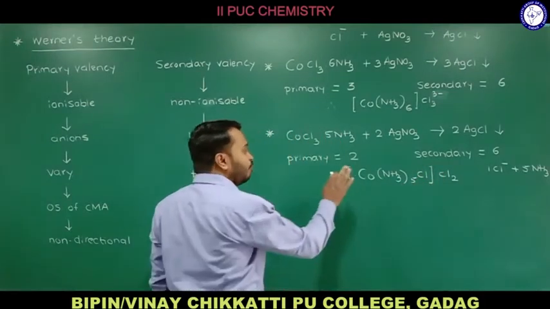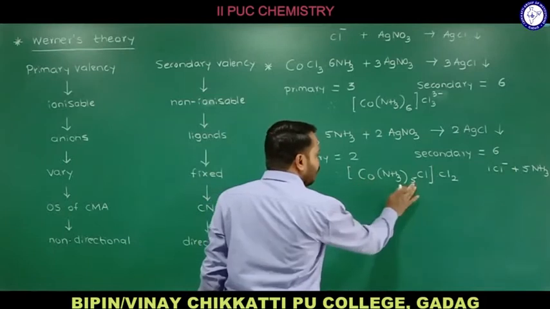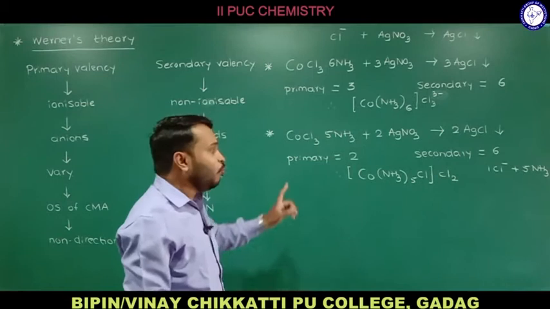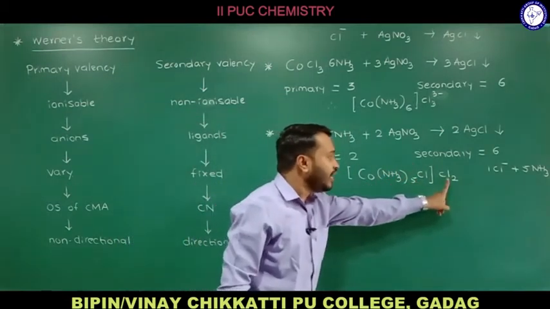Now you see how many ligands this cobalt is surrounded with. 5 plus 1 is 6. Therefore, the secondary valency we get is 6. Now you see, what about the anions? How many anions do we have?